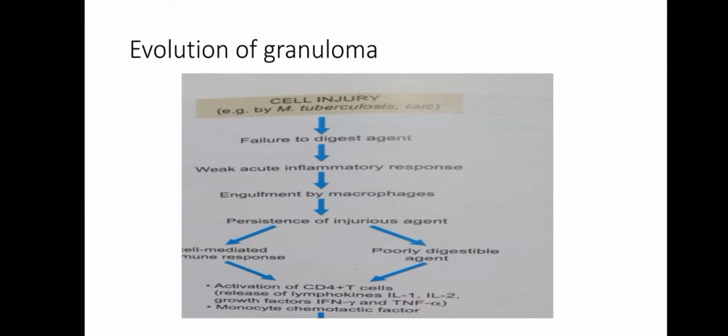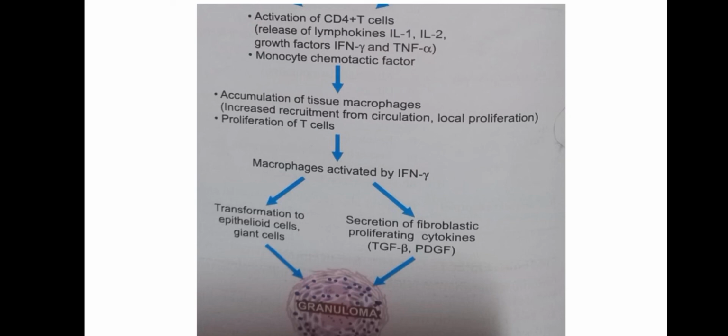So, it leads to activation of CD4 plus T cells and monocyte chemotactic factors. That's why there is accumulation of tissue macrophages and proliferation of activated T cells. And macrophages activated by interferon gamma lead to either transformation to epithelioid cells or giant cells, or secretion of fibroblast-proliferating cytokines, and the formation of granuloma.